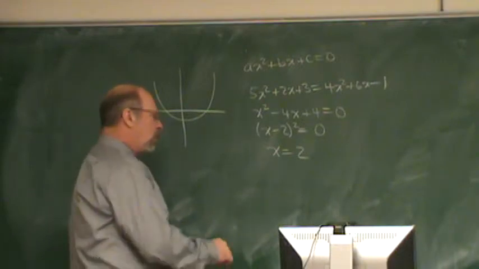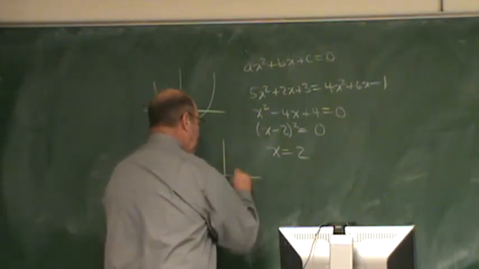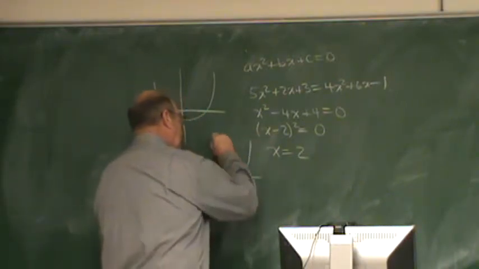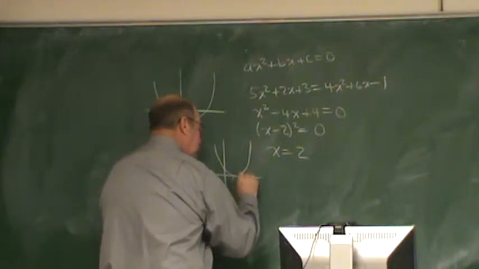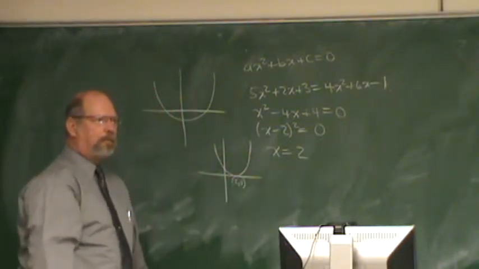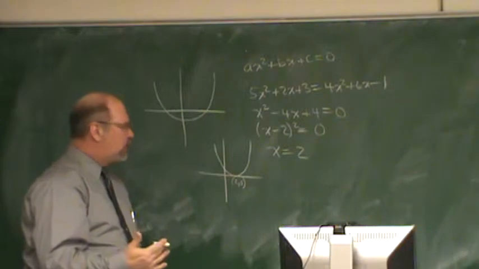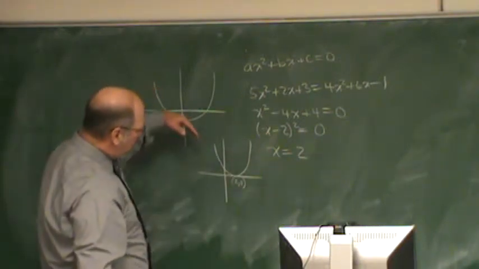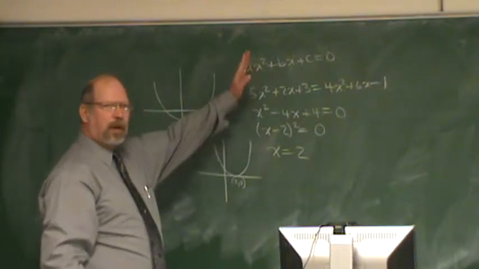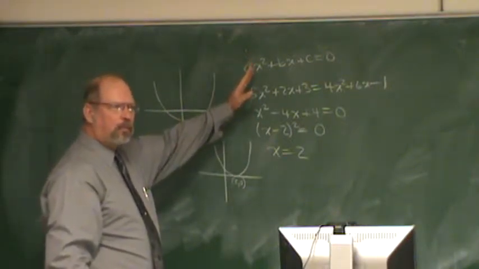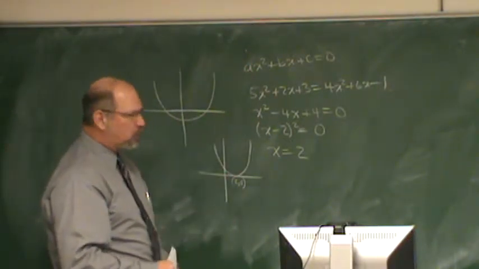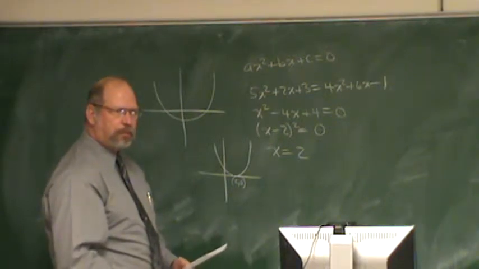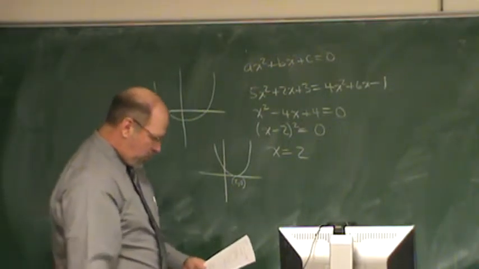And if you look at a graph of it, a graph of this is going to look something like this, where this is the point (2, 0). And what happens here is kind of special. This thing is said to have a multiplicity 2. It comes down, kisses the x-axis, goes back up again. So even power multiplicities are going to bounce. You with me?